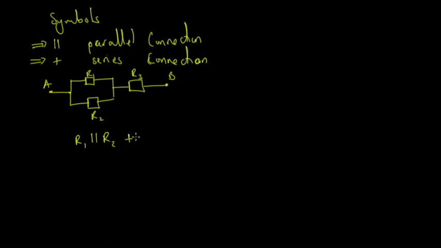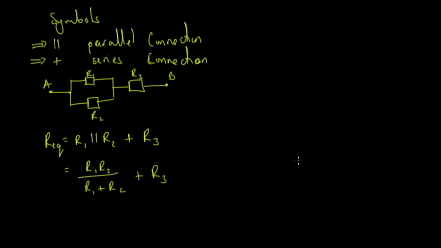Then this is in series with this parallel connection, so we have to say plus R3 separately. So this is equal to our equivalent resistance like this. And then for the parallel connection, remember it's equal to product over sum. So it's simply R1 R2 divided by R1 plus R2, the product divided by the sum. Then we add R3 separately like this, and you'll be able to figure out the equivalent resistance.